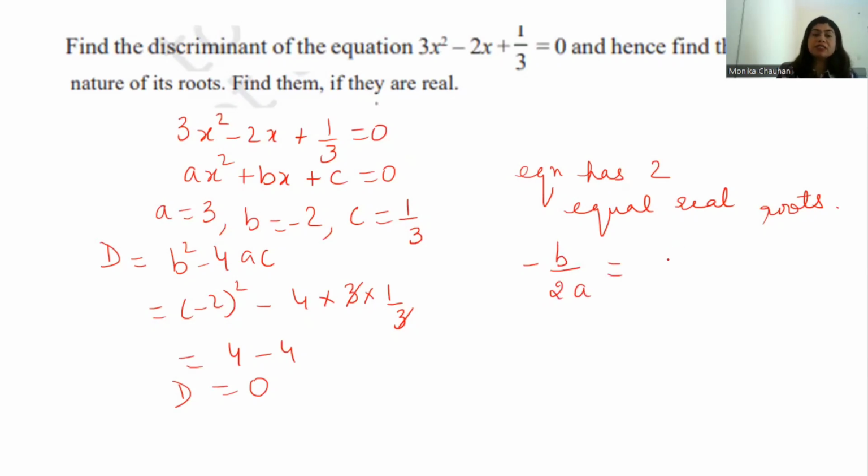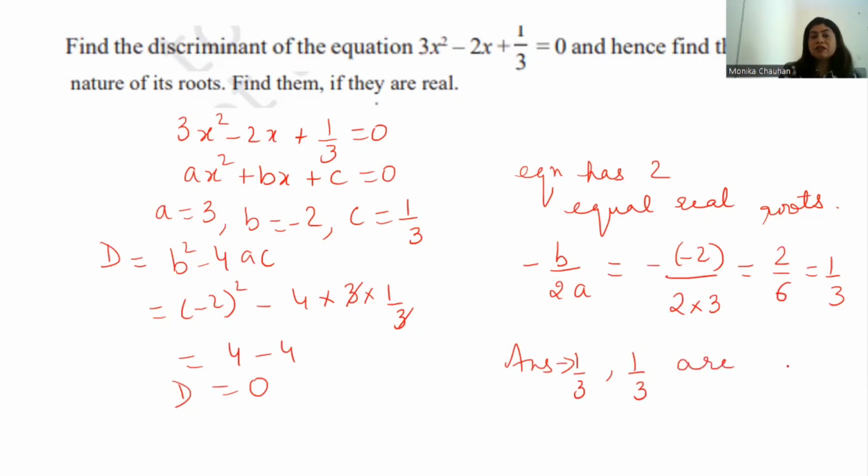Now tell me what is minus b? Minus b is minus 2. So minus 2 upon 2a. A is how much? 3. So it is equal to 2 upon 6, which is equal to 1 by 3. So my answer is 1 by 3 and 1 by 3. They are the roots of this equation. They are real.